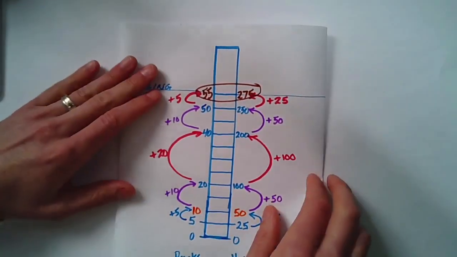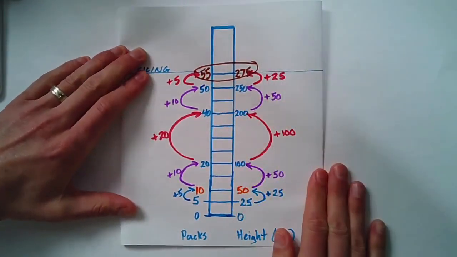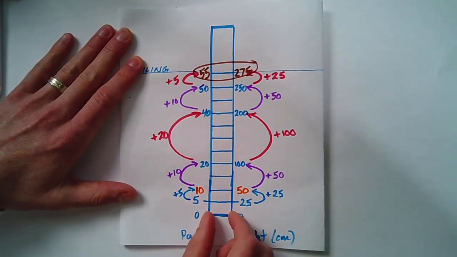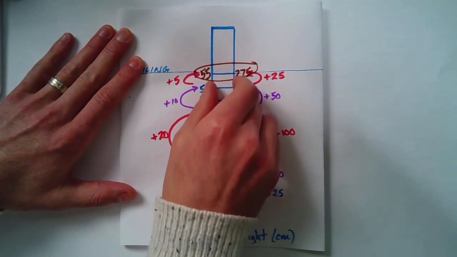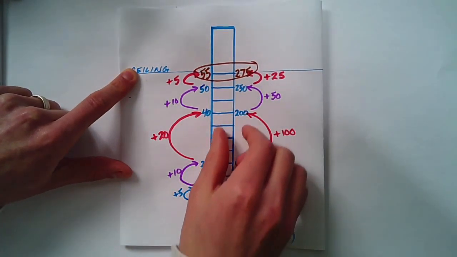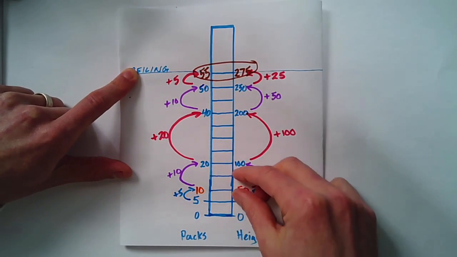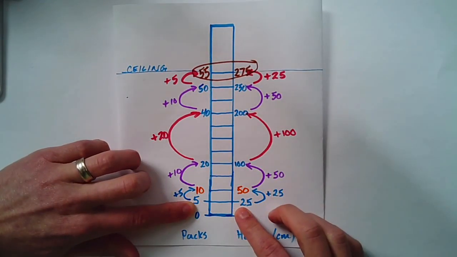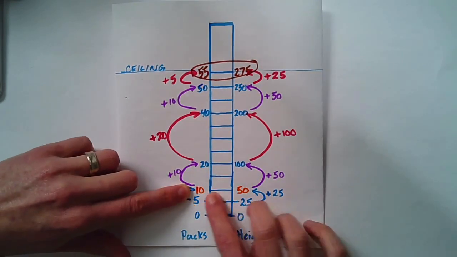So, you'll see here in this particular student's work, we have our packs and our height, and you can almost visualize the packs of paper getting up to the ceiling here. And this student scaled in tandem and tried to keep a scale going here where you can see the 5 packages. If I add 5 packages, I have 10.